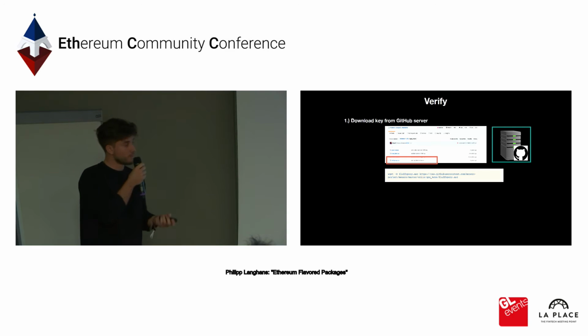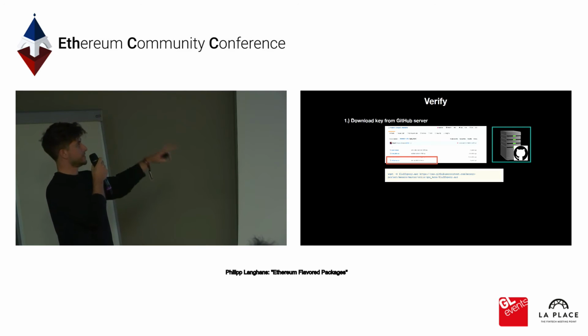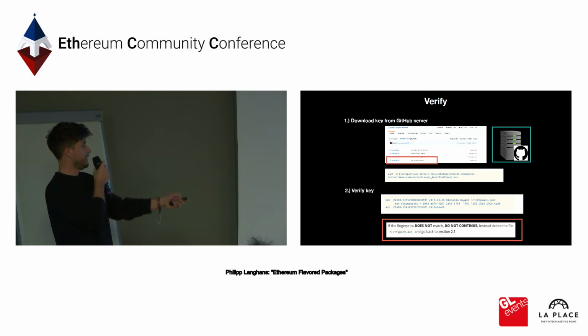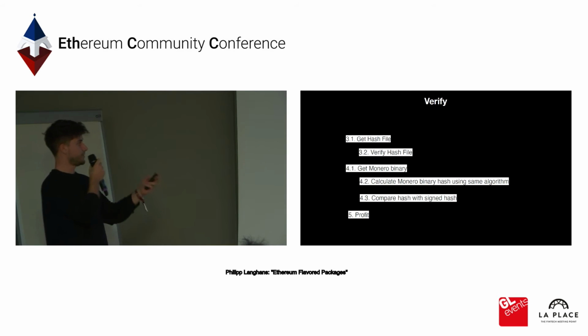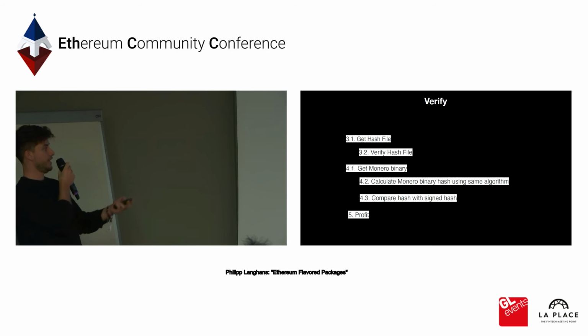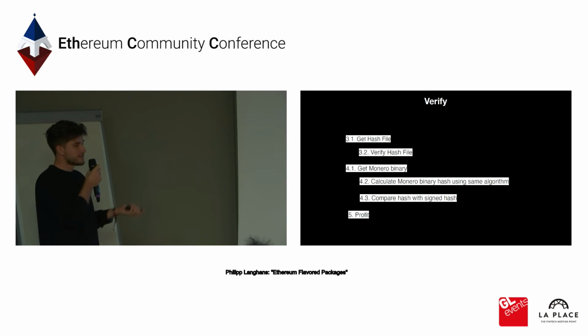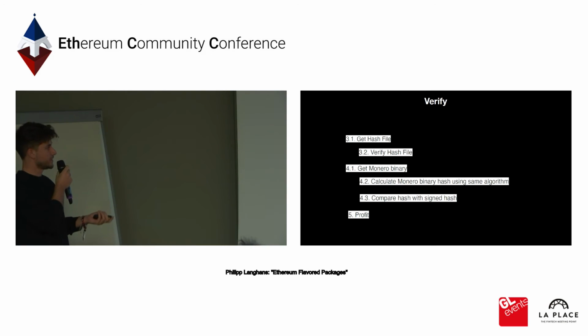Okay, now the steps are like the following. To verify the binaries, you go to the GitHub server, you download the key, and then you verify the key with a fingerprint that is coming from yet another server. And then you get the hash file, you verify the hash file, you get the Monero binary, you calculate the Monero binary hash using the same algorithm that they used, you compare the hashes with the signed hash, and then you profit. And still not solving the situation that potentially no one will do this.